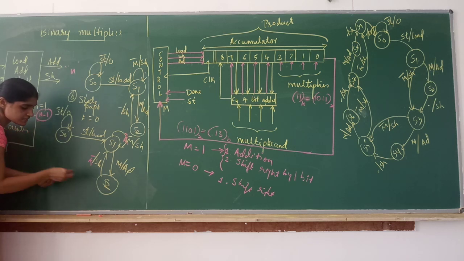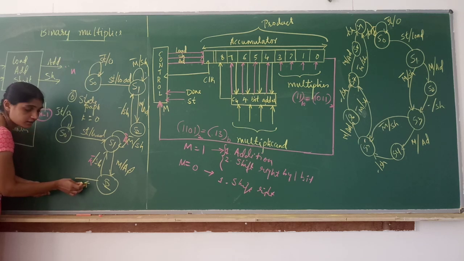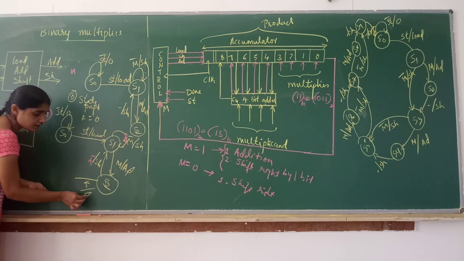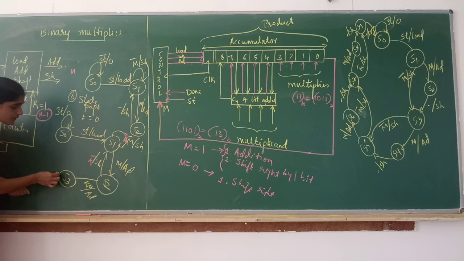Assume now it is in state S2, and now k is equal to 1. If m is 1, add, go to S3. If m is 0, done. Sorry, if k is 1 and m is 1, add, then shift. This is the final shift.